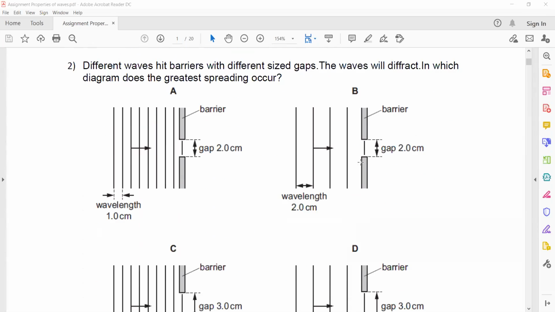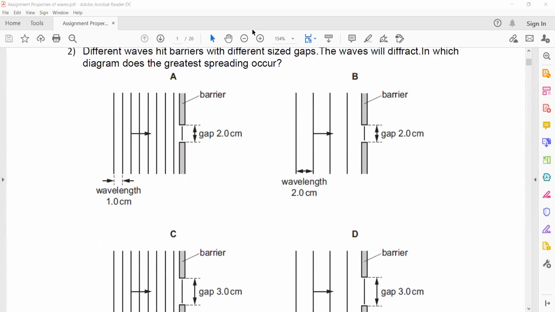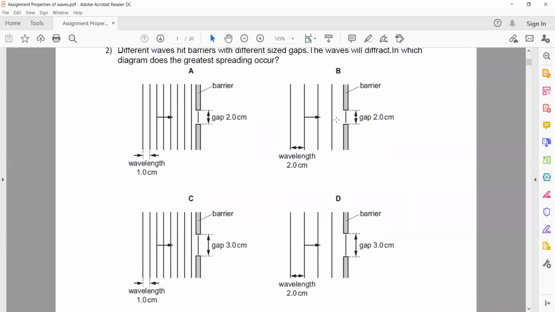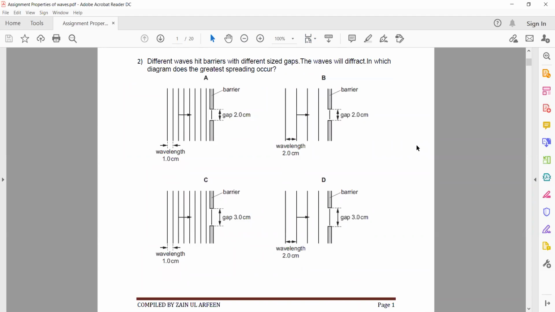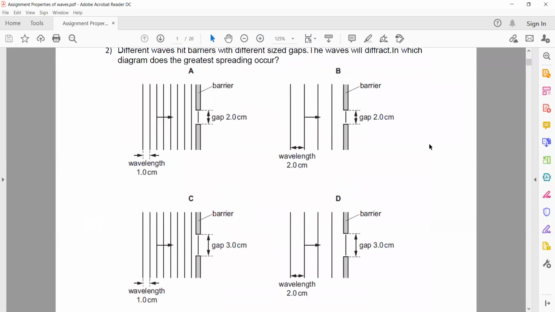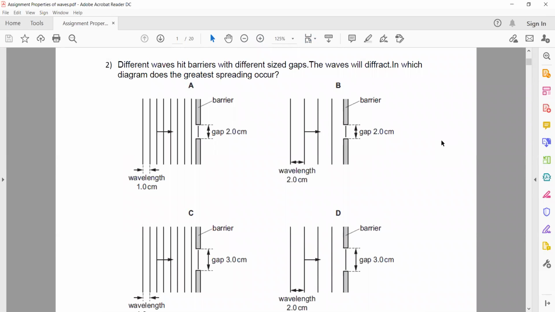The properties of the wave, specifically diffraction. Different waves hit the barrier with different size gaps. Diffraction is maximum when the wavelength is equal to the gap size. The waves will diffract. In which diagram does the greatest spreading occur?